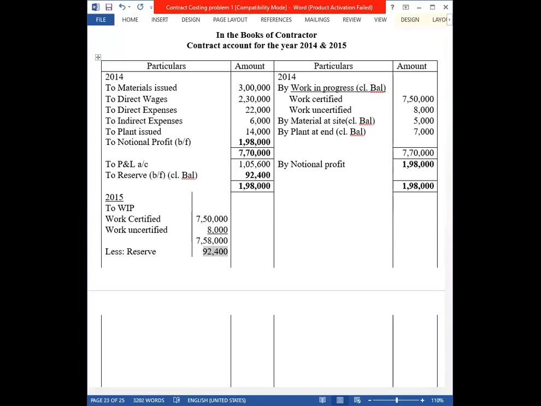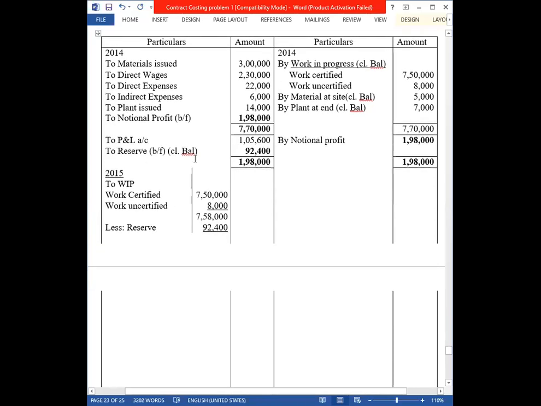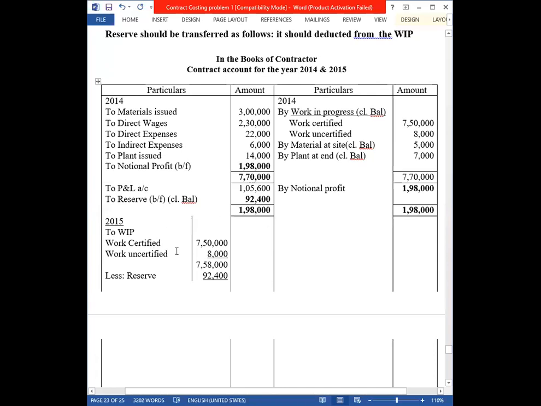92,400. Deduct it. Remaining you can write in the outer column. That is the actual work in progress. Okay. So one more thing, you can open a new table also. Like you can close this and you can start with the contract account for the year 2015. It's your wish, or you can continue in the same table also. It's your wish, no problem.